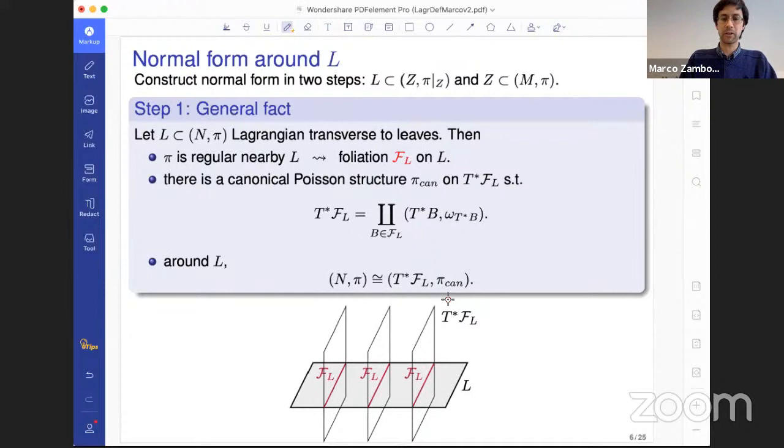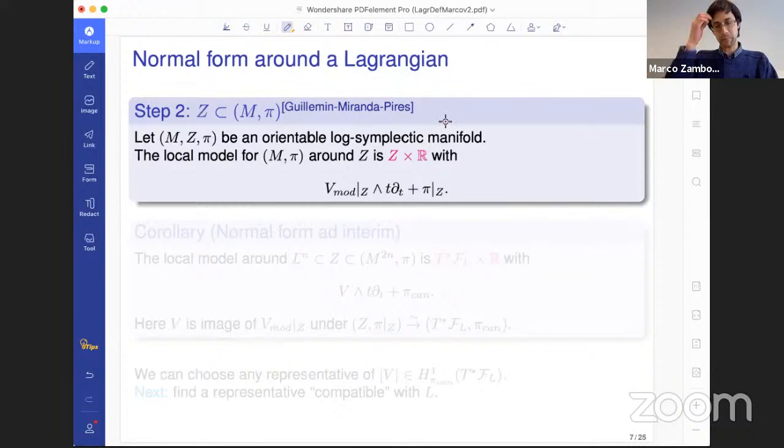Okay, second step. Luckily, this was done by Guillermo Miranda and Pires in their paper, around 2013 or something like that, 2012 maybe. And so the local model is the hypersurface cross R with a certain Poisson bivector field, which looks like this: the restriction of pi to Z on the hypersurface, and then it has a vertical component, where t is the coordinate on R, wedge the restriction to Z of the modular vector field.